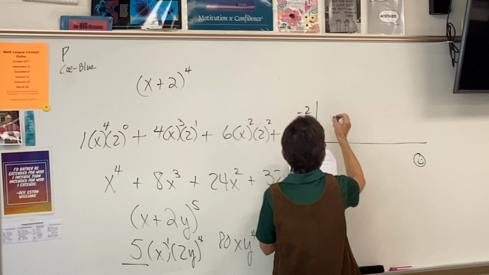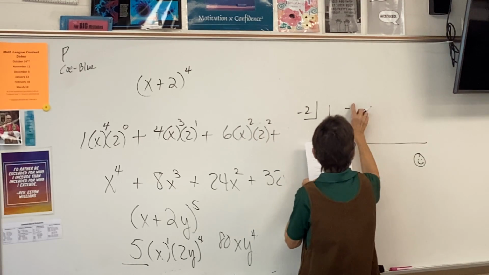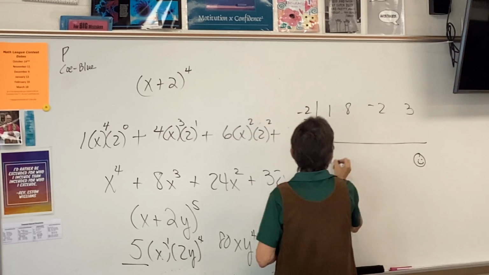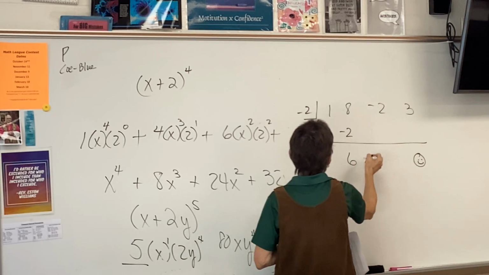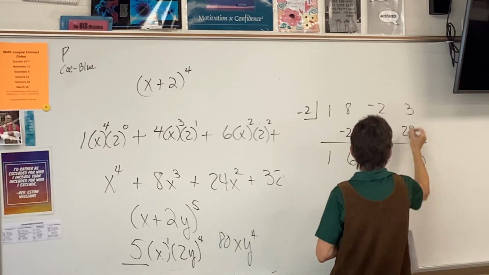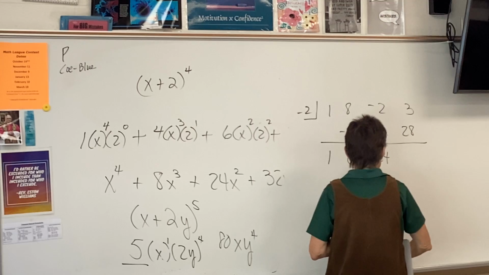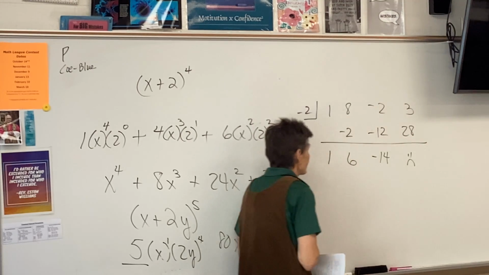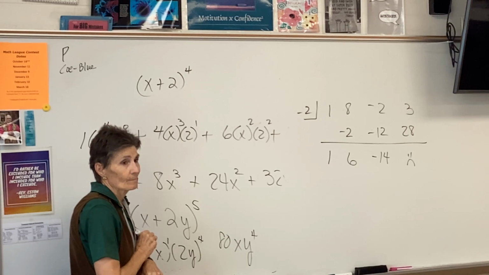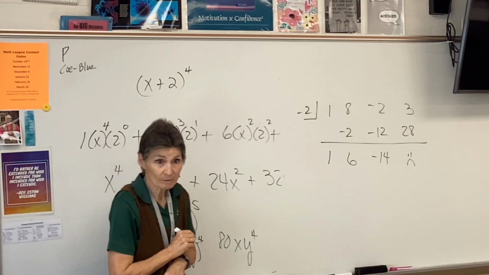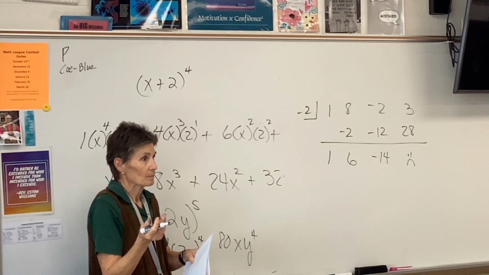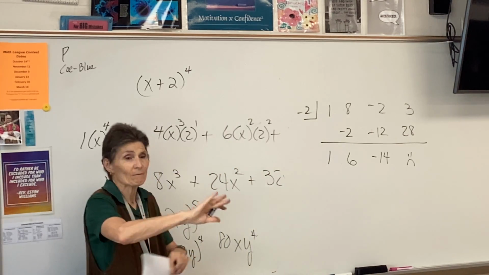So I don't have any powers missing. 1, 8, 2, 2, 3. Uh-oh. Things are not looking good. So it's not a factor because it has a remainder of 31. Perfect. That will work every single time.